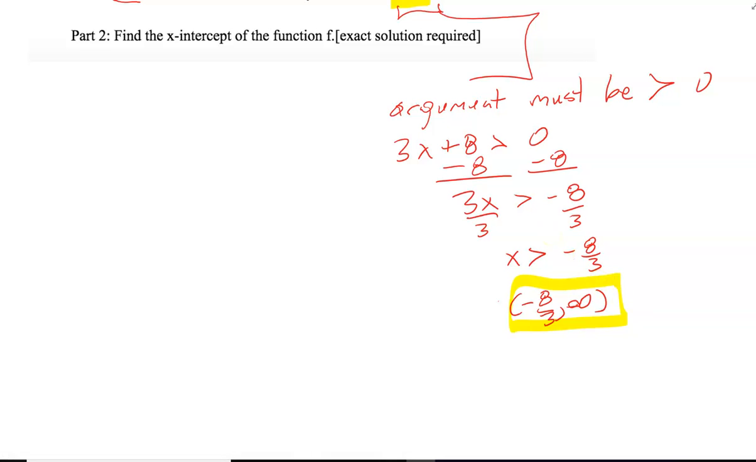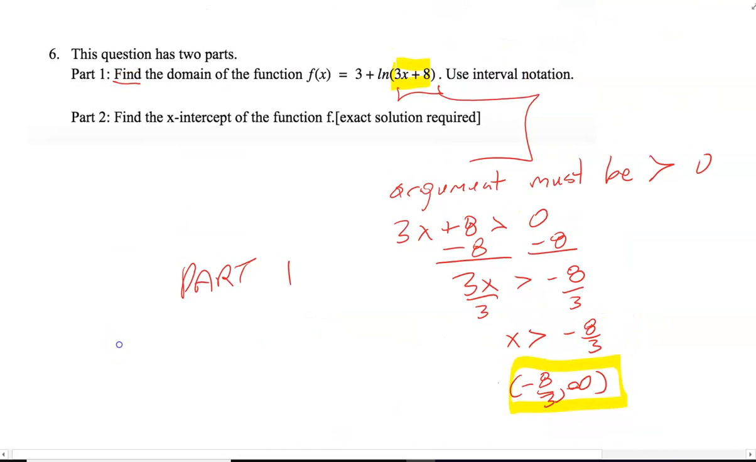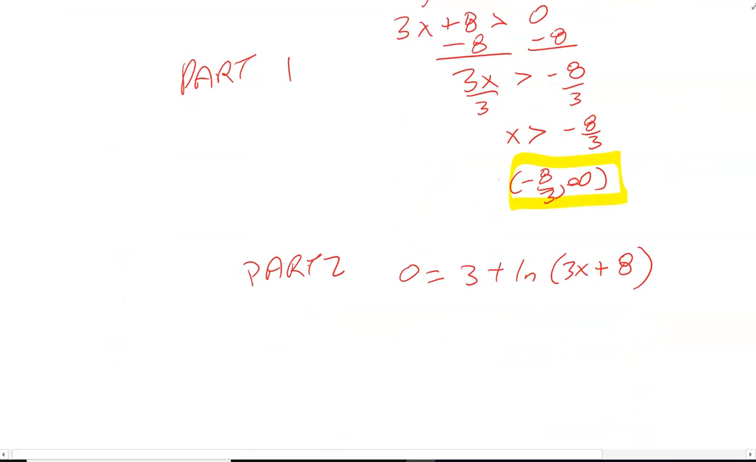The second part asks us to find the x-intercept. The x-intercept occurs where f of x equals 0. So 0 is equal to 3 plus ln of 3x plus 8, because that was the original function. Then we try to solve for x.